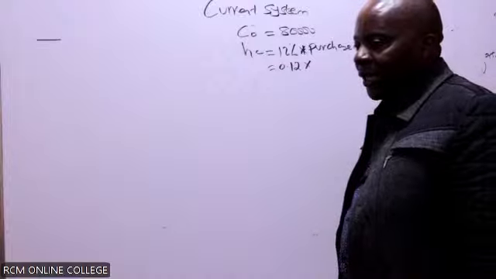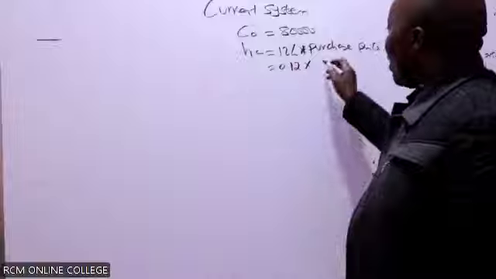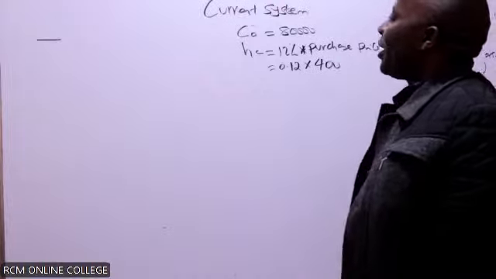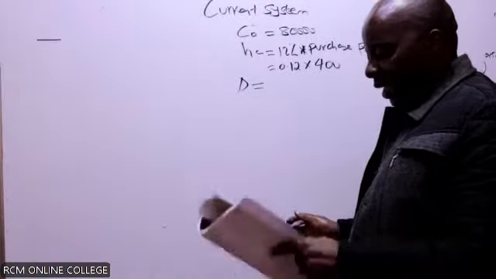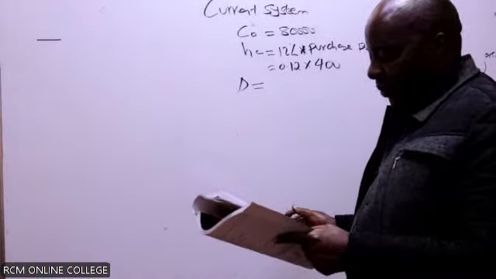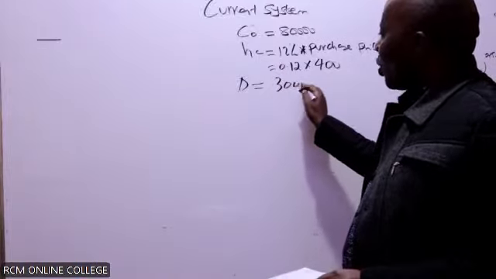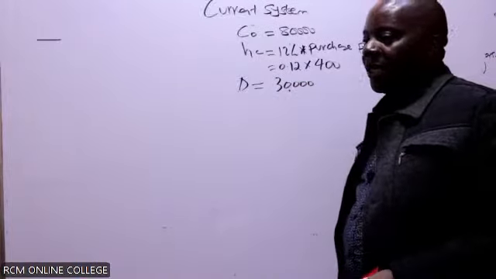400, isn't it? The current system, we have 400. And then, ladies and gentlemen, we know that in both systems annual demand has been given. Annual demand for both systems, in this case for Co, is 30,000.